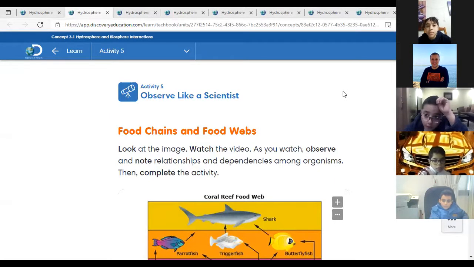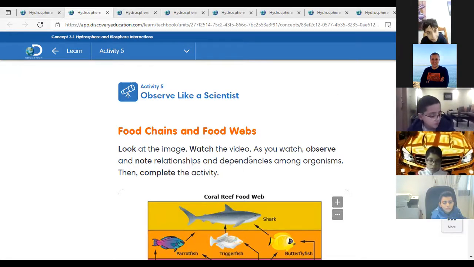Okay, grade 5, this is activity number 5 in our unit 3 book. This is the third part of our book, Interacting Earth Systems. We are still in concept 3.1, which is hydrosphere and biosphere interactions. This is activity number 5 at page 16 in your textbook. So let's start. It talks about food chains and food webs.